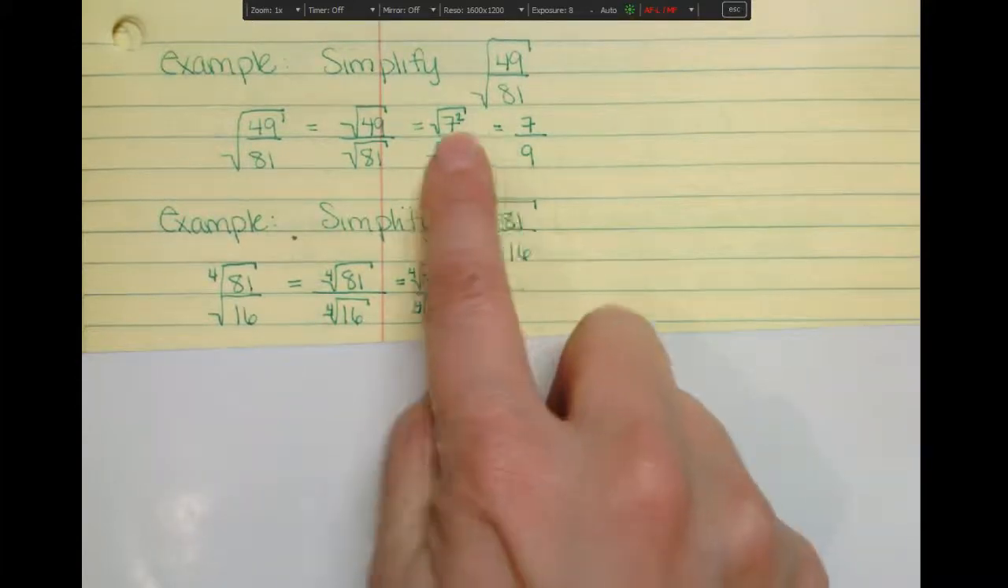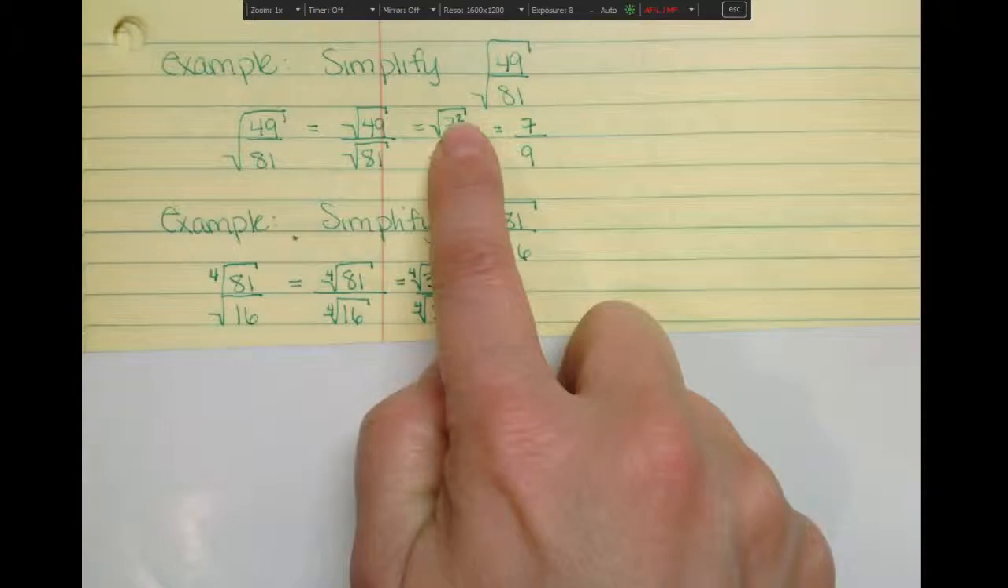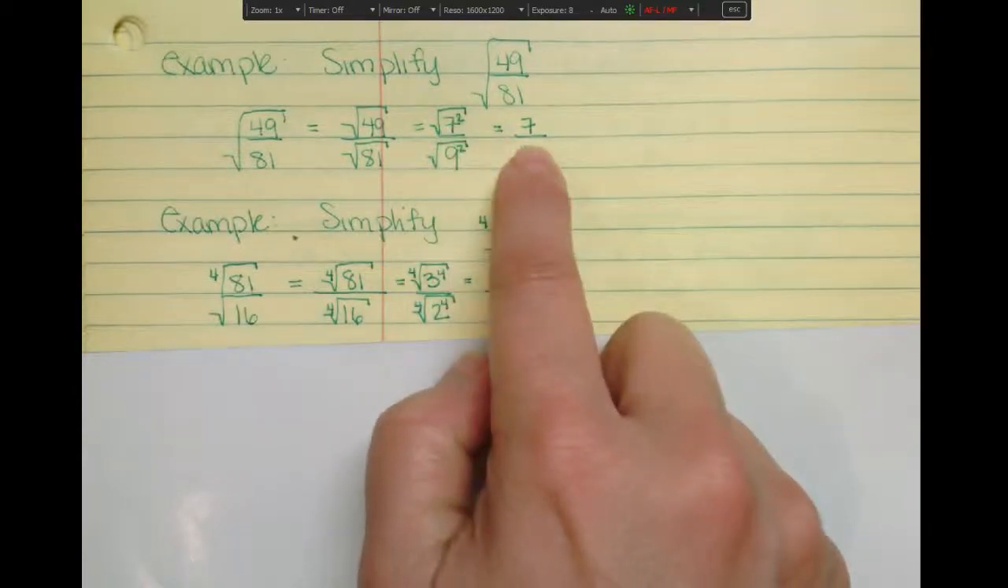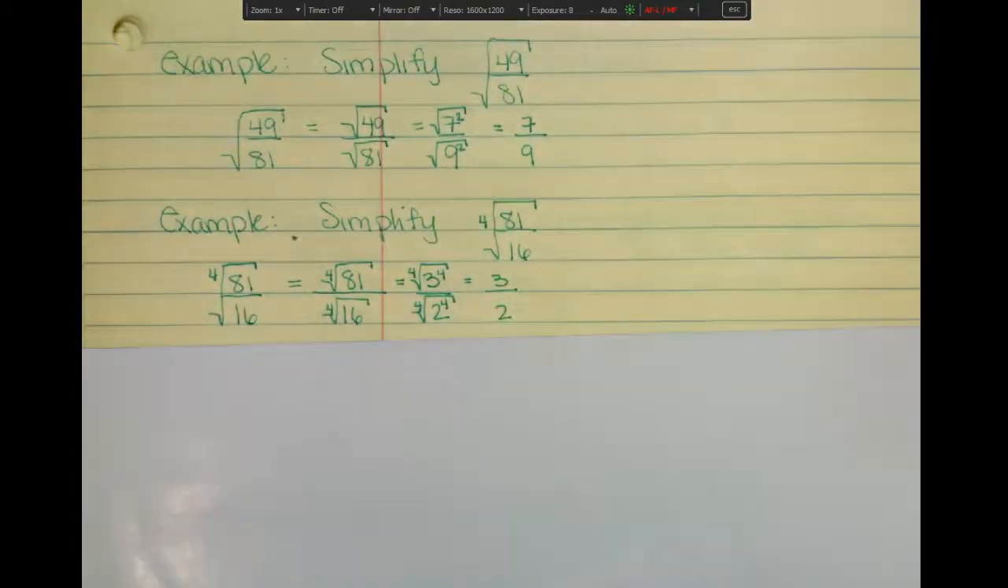In the other example, the square root cancels out the power of 2, leaving me with 7. So think about that if you ever get stuck on what comes out and what doesn't. Think about what can cancel each other out.